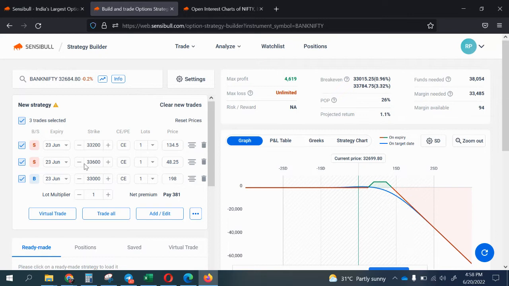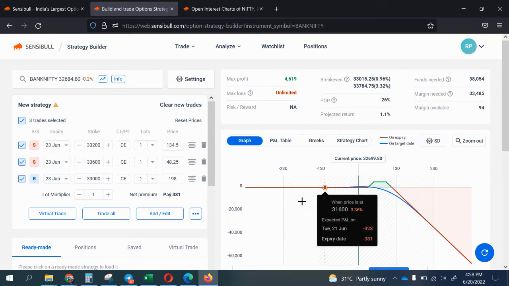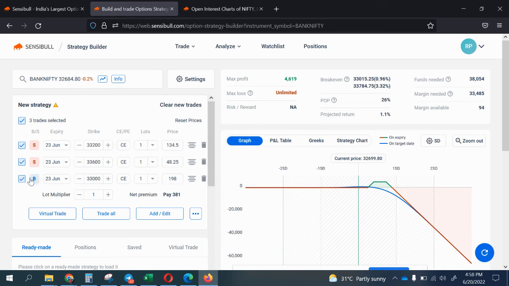Now this is your ratio spread. You have one buy and two sold positions. What is a ratio spread? 1:1:1. This is one buy, one sell and one more sell. This is your ratio spread. So your capital required is 33,485 only. Your maximum profit would be 4,619, so on 33,485 that would be almost 12 to 15%.